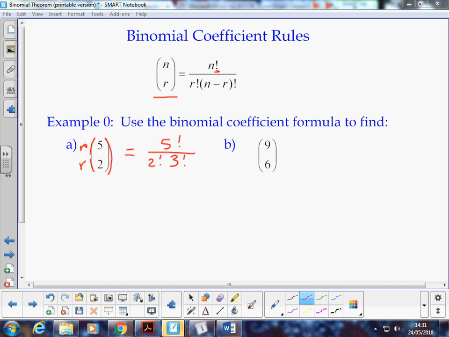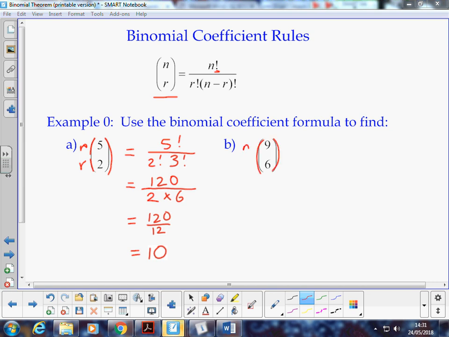Now we could work these out individually. I'll do that this time around. So 5 factorial, hopefully we know that 5 times 4 times 3 times 2 times 1 is 120, divided by 2 factorial, which is 2, times 3 factorial, which is 6, which gives us 120 divided by 12, which is 10. So we can say that 5 choose 2 has a value of 10. It's very straightforward.